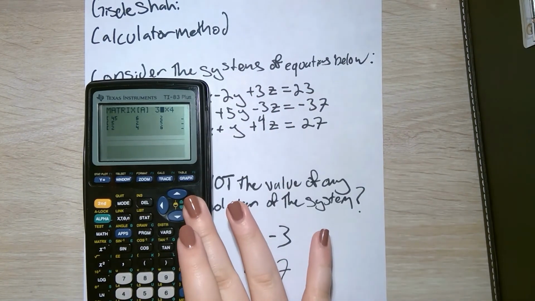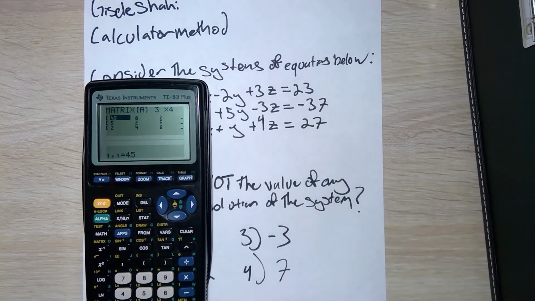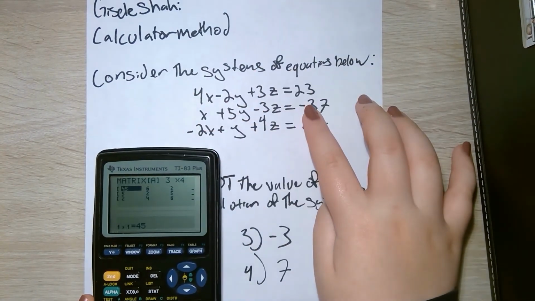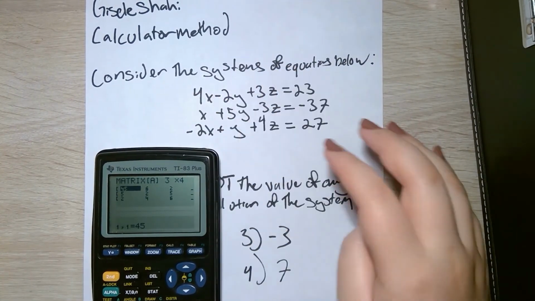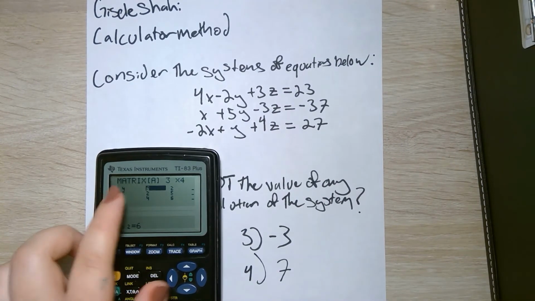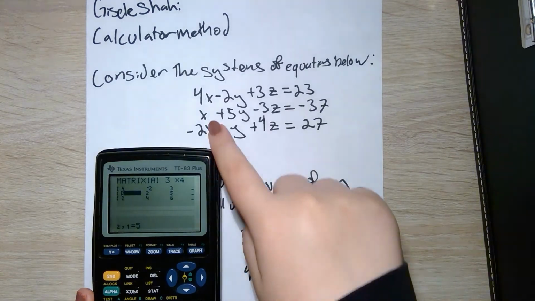And you want to scroll till you get to this first number. Now these numbers should correspond with the numbers in your equations. So I have 45, but I want a 4. So I'll click 4 and enter, and see now it's a 4. And we do that with the other numbers. So -2, enter, 3, enter, 23, enter. And now we have an x.